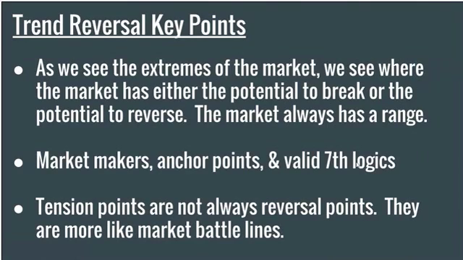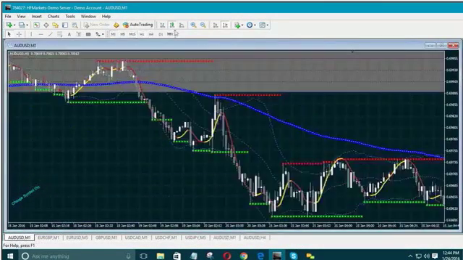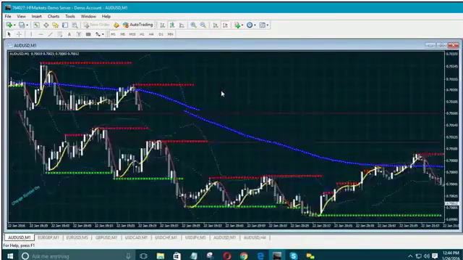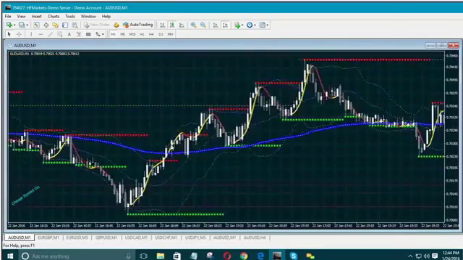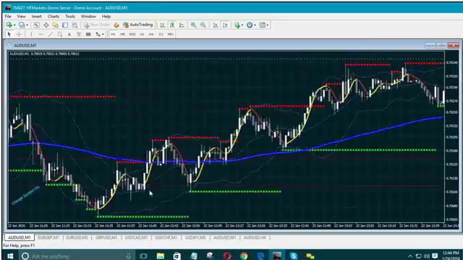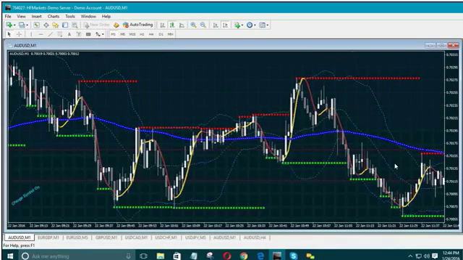Also, just a reminder, again, tension points are not always reversal points. They are more like battle lines in the market. So imagine, we have these lines here. Look at our 1-minute chart again. And these are not always reversal prices or reversal points in the market. These are like battle lines. This is where the market wants to fight somehow. And whoever is stronger, whatever bank or market maker is stronger at this price point, is going to determine the direction of the market at that point.